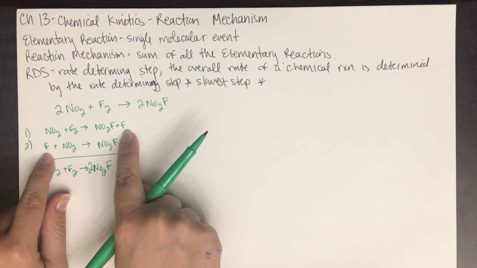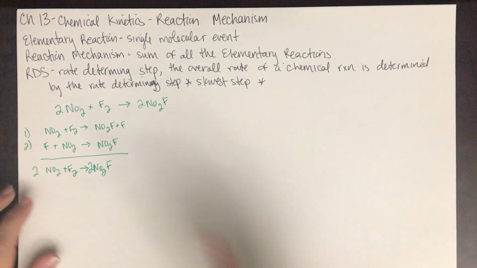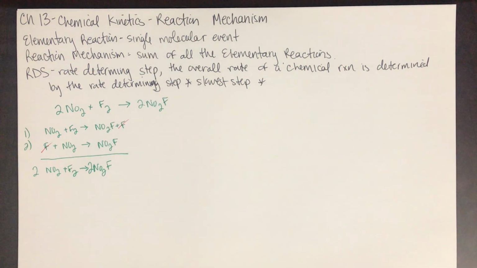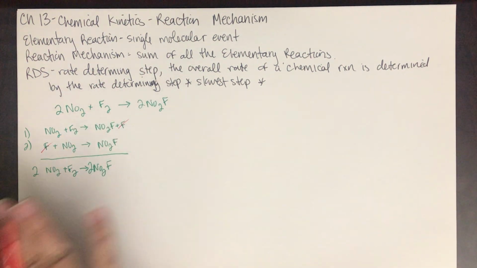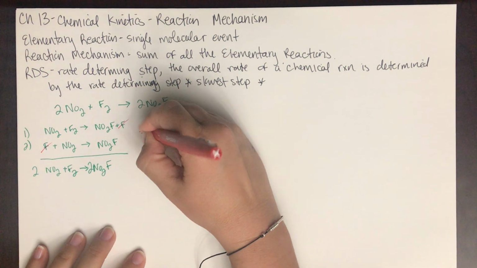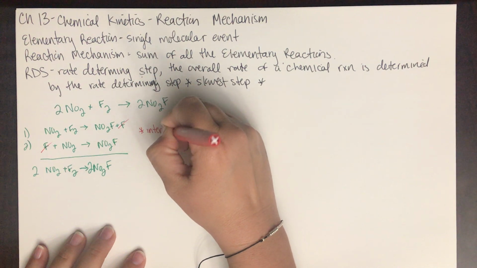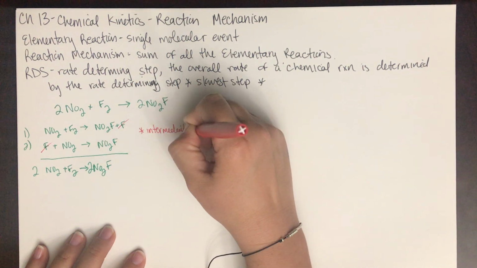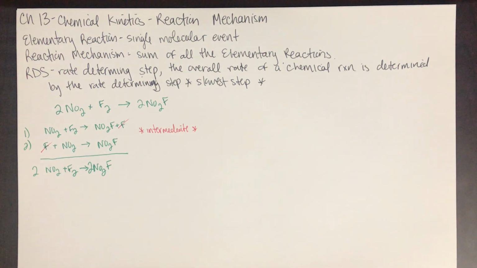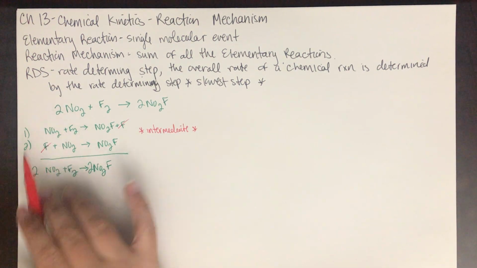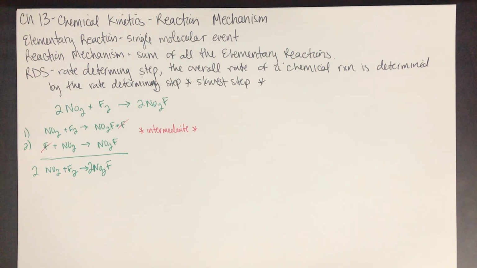We would add these 2 together to get the overall reaction. You'll notice these F's are not in there, because anything that's found exactly the same on opposite sides of the arrow, this is called an intermediate, and it is canceled. Anyways, that's not really the point of this right now. When you're given something like this with the elementary steps, you have to be told which is the faster step and which is the slow step.